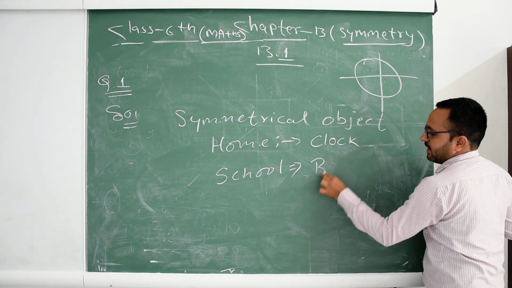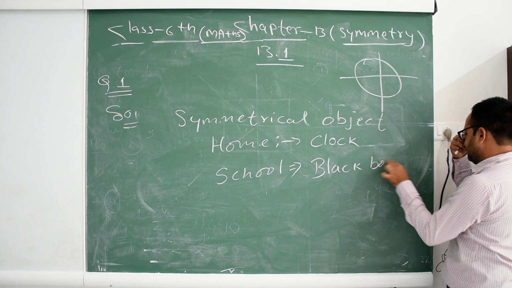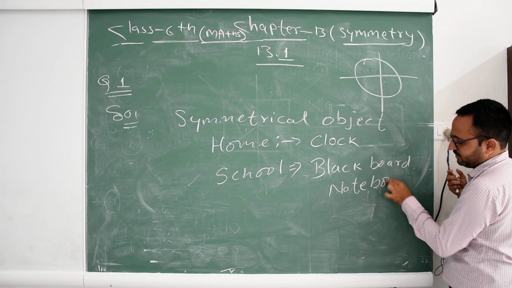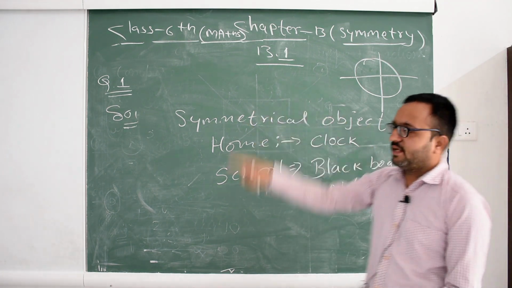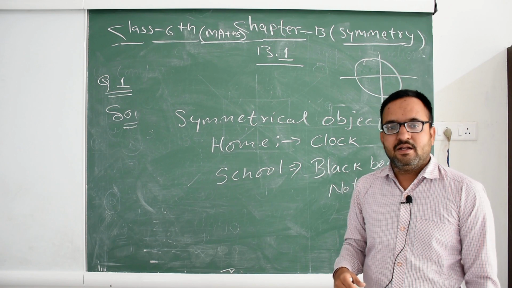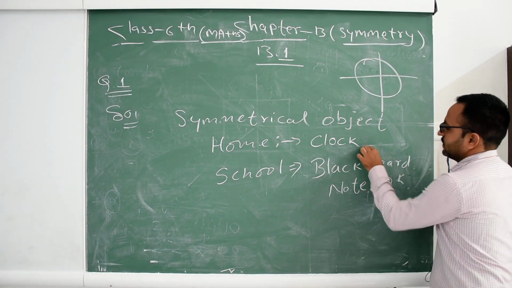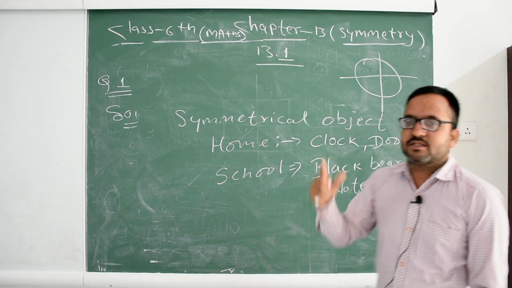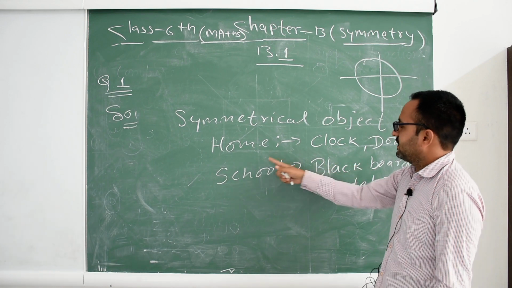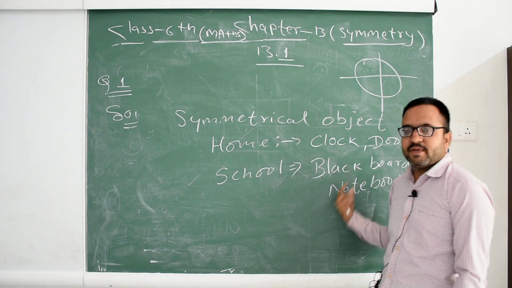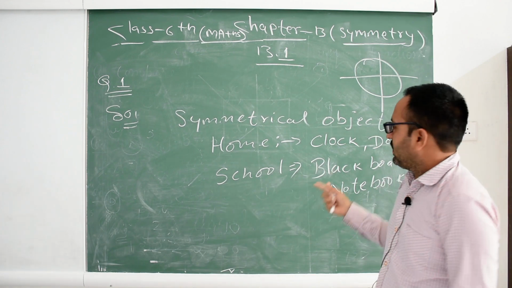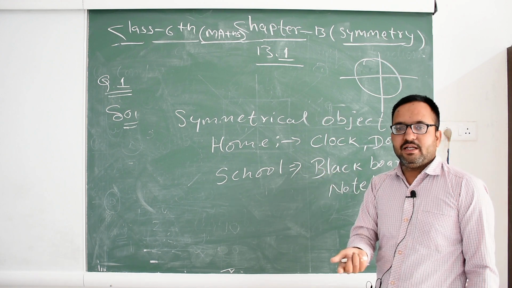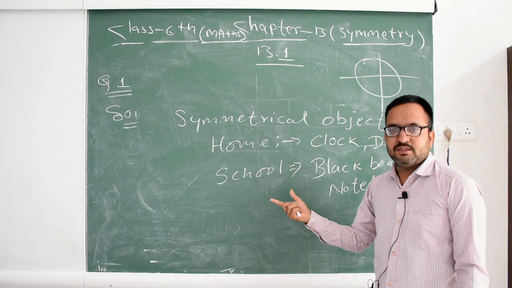And in school, like a blackboard and a notebook. Blackboard and notebook are symmetrical. And also a door. Door is also a symmetrical object. So at home a clock and a door, and at school a blackboard and a notebook. Apart from these objects, we use different objects in our daily life. So this is the solution of question number 1.